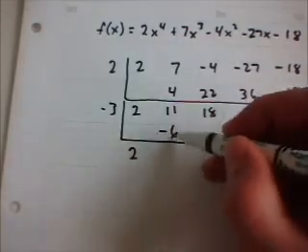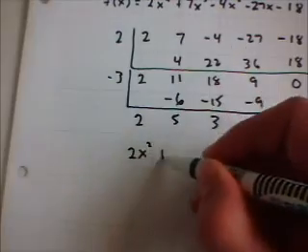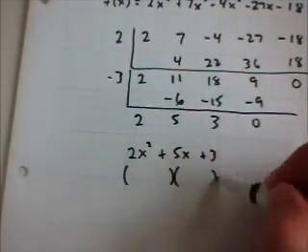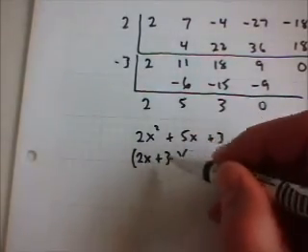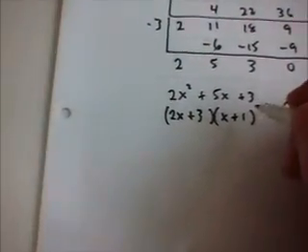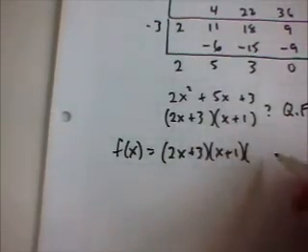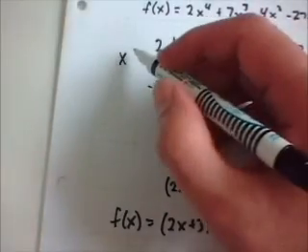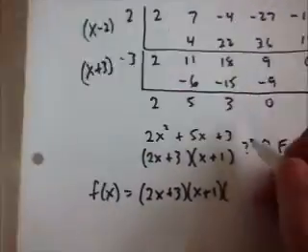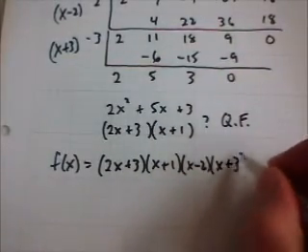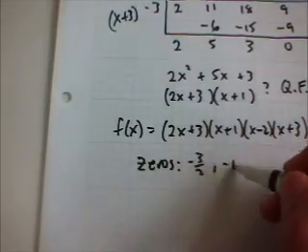This time we divide by negative 3, and we get 2, 5, and 3. This is really meaning 2x squared plus 5x plus 3, and we factor that. If we can't factor it, then we use the quadratic formula. But we can. So 2x plus 3 times x plus 1. Our function now is f of x equals 2x plus 3 times x plus 1, and then the other one would be x minus 2 and x plus 3, of course. X minus 2 and x plus 3. This means our zeros are negative 3 halves, negative 1, 2, and negative 3.